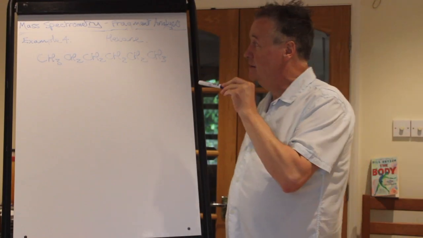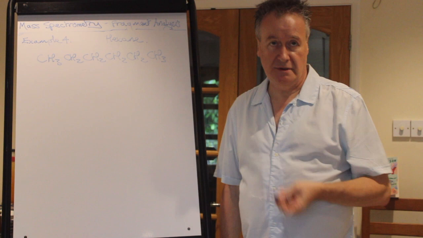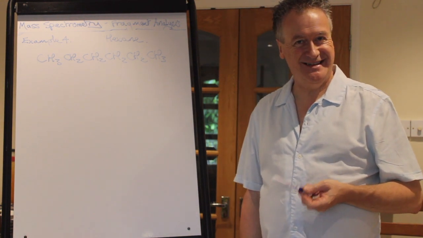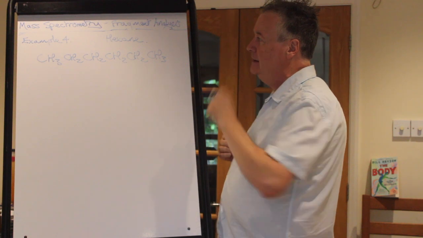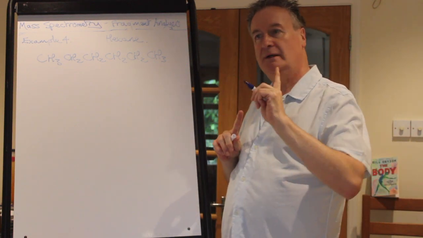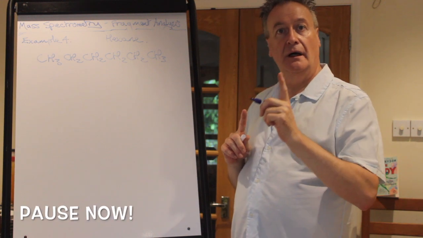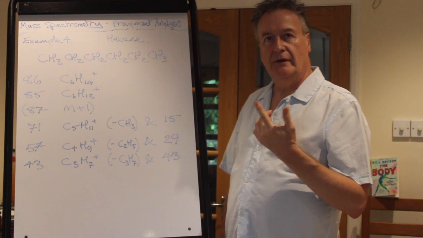So here we are with example 4, hexane, CH3CH2CH2CH2CH2CH3, C6H14. So, again, to get the most out of this, I want you to pause and I want you to predict. I'll see you after you've paused and predicted. So, hope you've had a go.